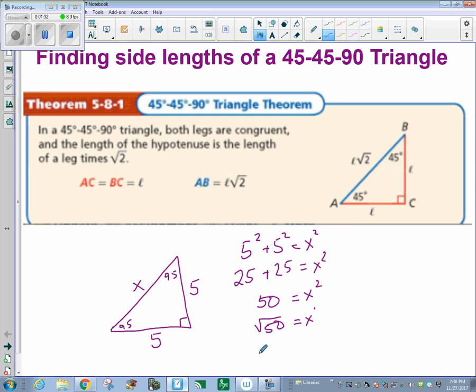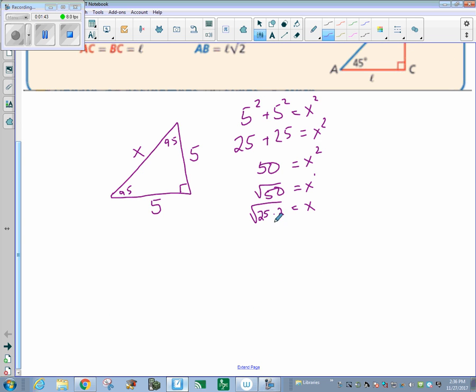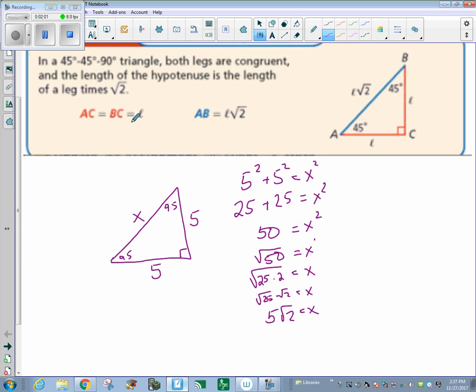And so 50 came from the fact that we added two 25s together, so 50 is the same as 25 times 2 underneath the square root. Then I can break this into a multiplication problem where these are both square roots, because that's a property we have for square roots. So the square root of 25 times the square root of 2. Well, the square root of 25 is 5, so 5 root 2 is the length of the hypotenuse. And that's what they're telling me would happen up here. If I know the leg length and I multiply the leg length by root 2, I would end up with the hypotenuse length. All right, and so that's how this works. That's how these apply.